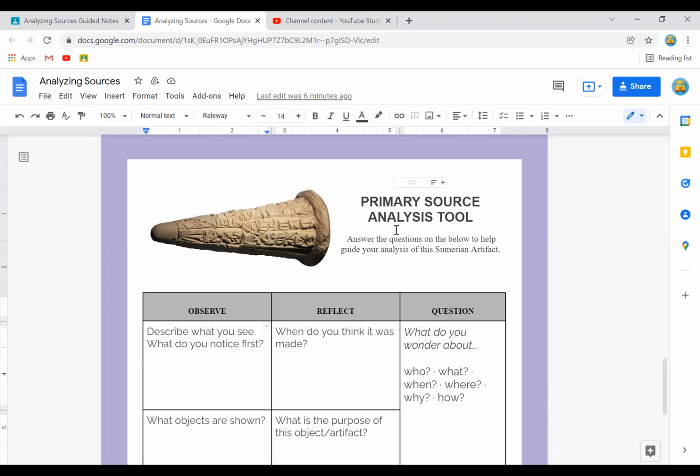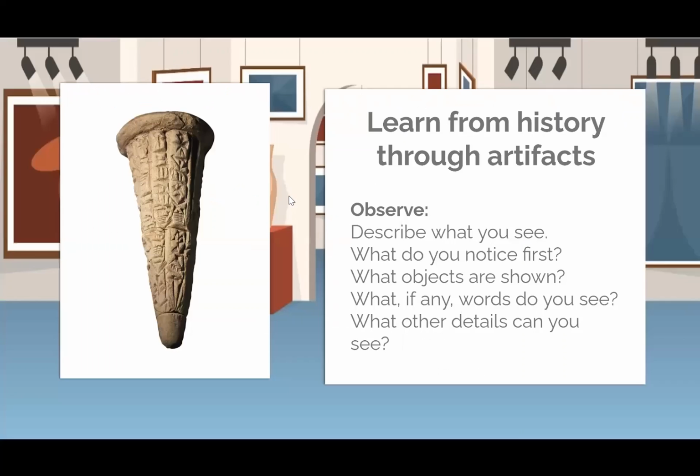Don't skip ahead. I just want you to have fun with it and be curious and adventurous with your thoughts. Pretend you're an archaeologist, okay? So go to your worksheet, look at this object. You're going to fill out the first column. You're going to observe. Describe what you see. What do you notice first? Would you describe it as a cone?